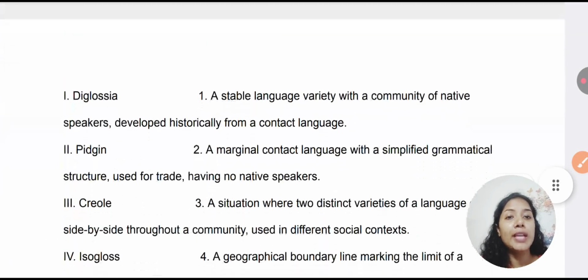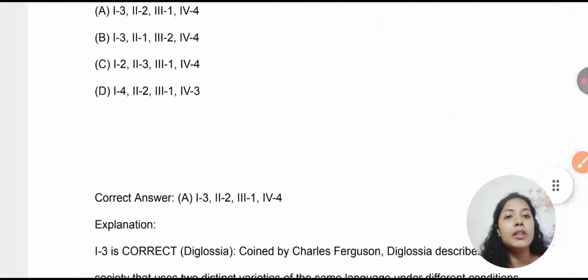Now again, this is the matching question, Pidgin Creole. We have done this, so we can skip.